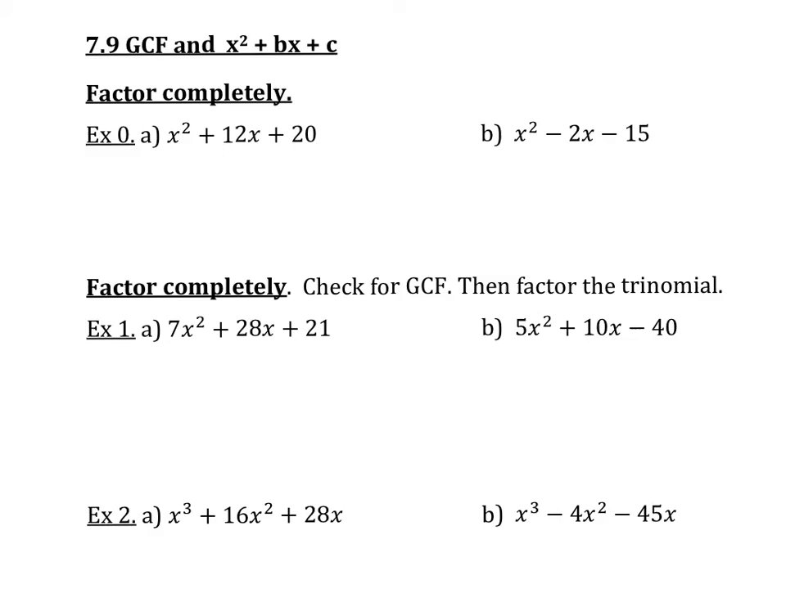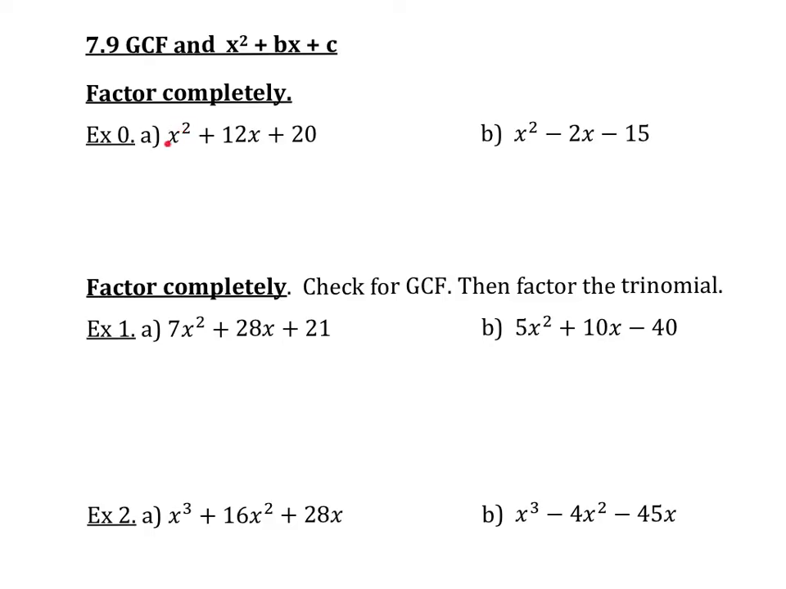In section 7.9, we are going to factor a GCF and then factor x squared plus bx plus c. So it will have two steps, okay? But before we start that, I'm going to do example 0 where we're going to practice factoring x squared plus bx plus c. Just to remind you, if I check the first one, there's actually no common factor.